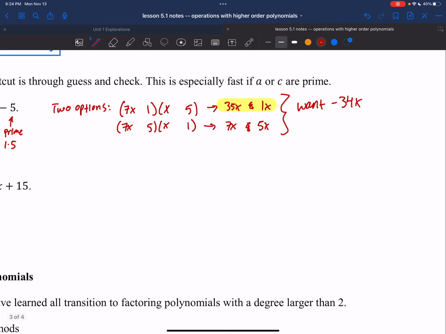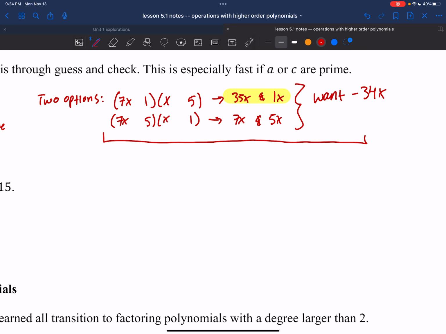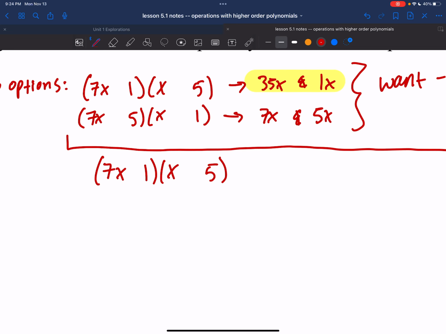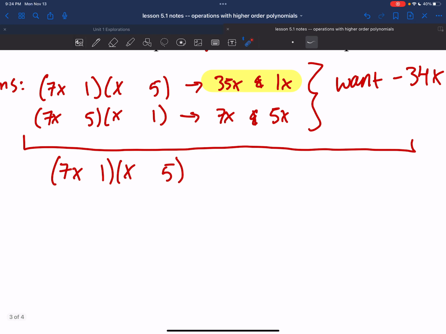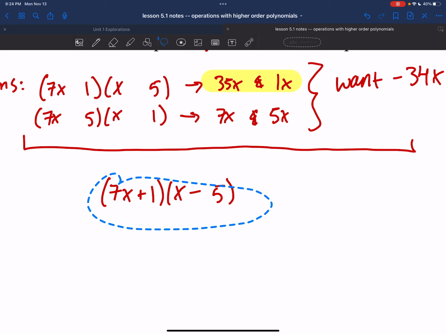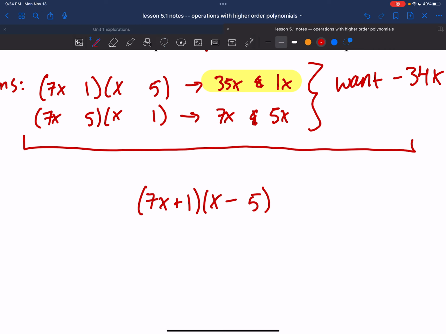So you take all of this together, and you say, okay, well, it must be the first option: 7x and 1, and x and 5. You say, oh, okay, well, let's see here. What are the signs on this, right? Well, if I want negative 34x, then I want this to be negative 35x, which means I want 7x times negative 5 and x plus 1. And so that's it. That's how it factors. And so you effectively just did this through guesswork.